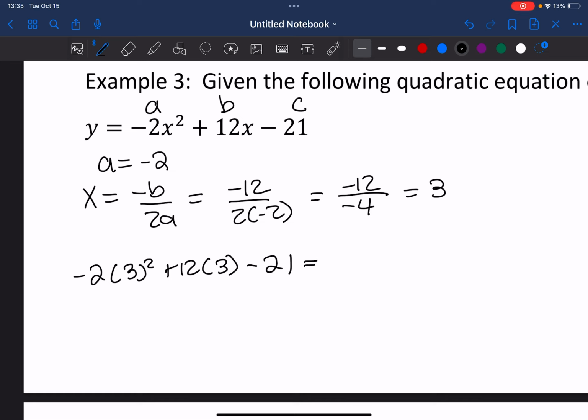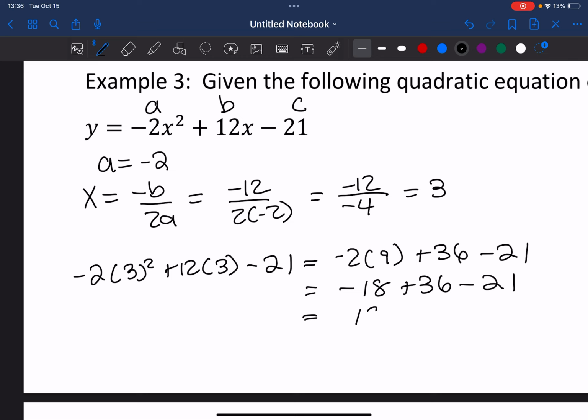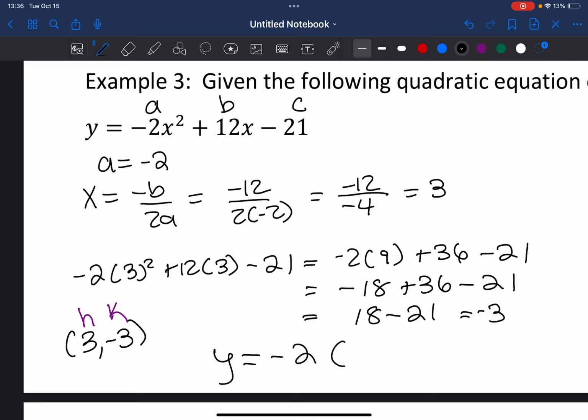That gives me negative 2 times 9 plus 36 minus 21, which gives me negative 18 plus 36 minus 21, which gives me 18 minus 21, which is negative 3. So then I have the vertex 3, negative 3. That is my H and K, which means I have the answer y is equal to negative 2 times (x minus 3) squared minus 3.